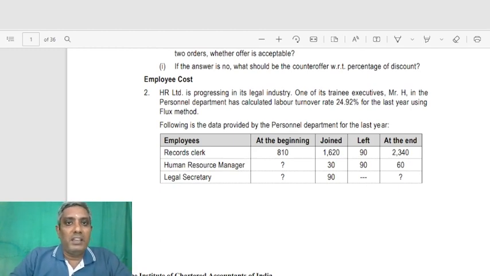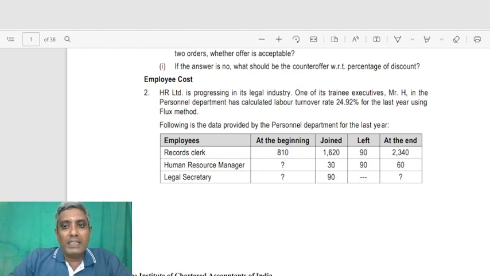One of its trainee executives, Mr. H, in the personnel department has calculated the labor turnover rate at 24.92%. You know what labor turnover is? Labor moving in and moving out. We have learned in our regular sessions there are different methods of calculating labor turnover: the accession method or addition method, the separation method, the replacement method and the flux method.